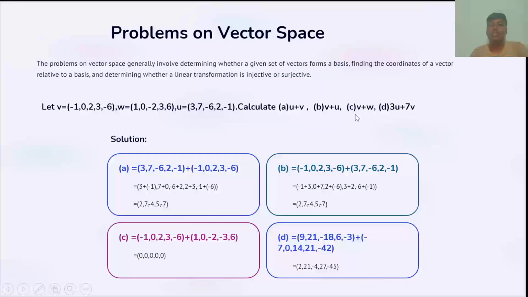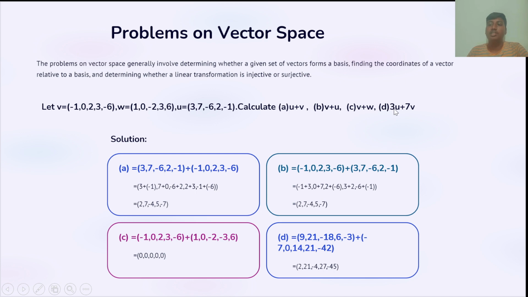Next question. C. V plus W. So the V set consists of -1, 0, 2, 3, -6 plus 1, 0, -2, -3, 6. So here all have different signs. So we get the set 0, 0, 0, 0, 0.